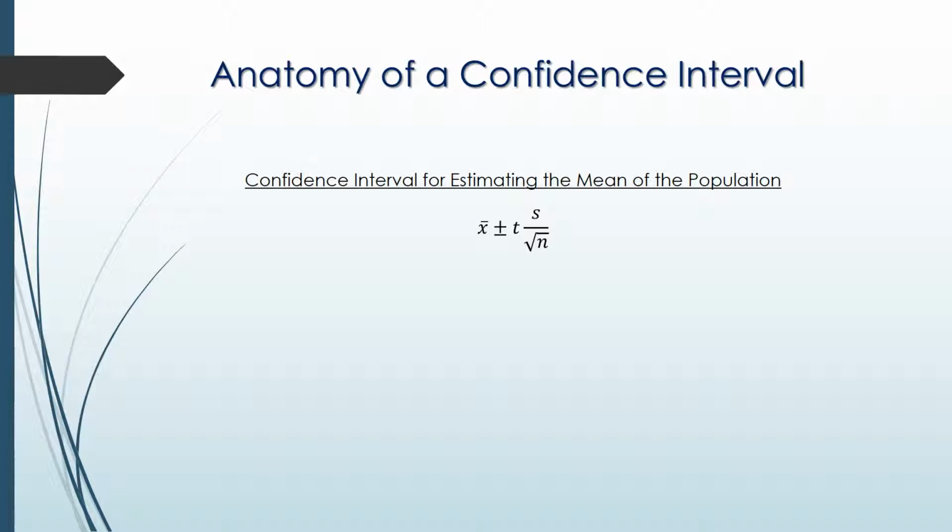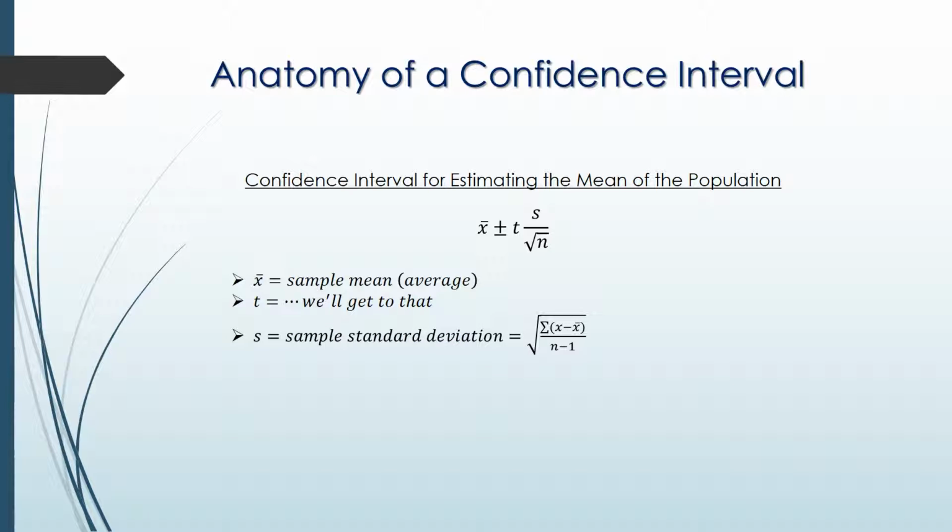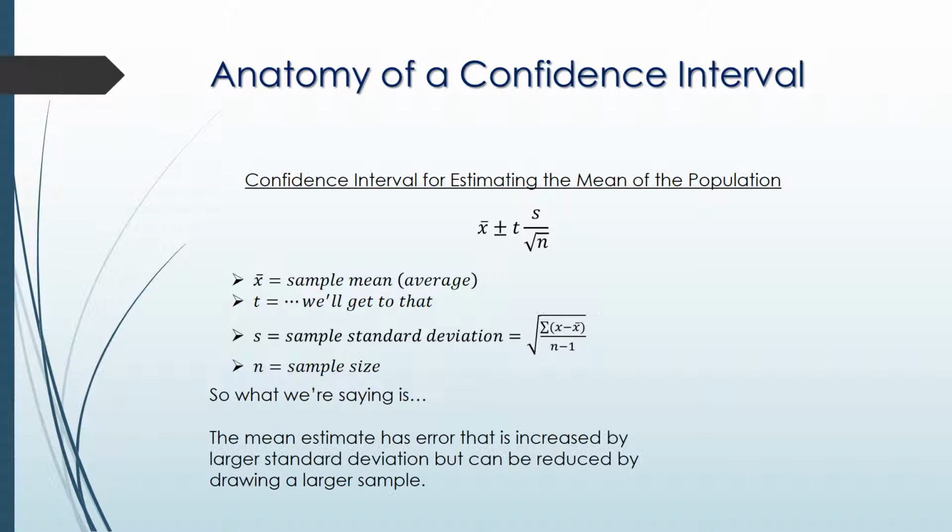Looking at the specific elements of the formula, X bar, as it is called, is the sample mean. T is associated with a standardized statistic that we'll cover in a moment. S is the sample standard deviation calculated using the formula here. And n is the sample size. What the formula is saying is the mean estimate has error that is increased by larger standard deviation but can be reduced by drawing a larger sample.